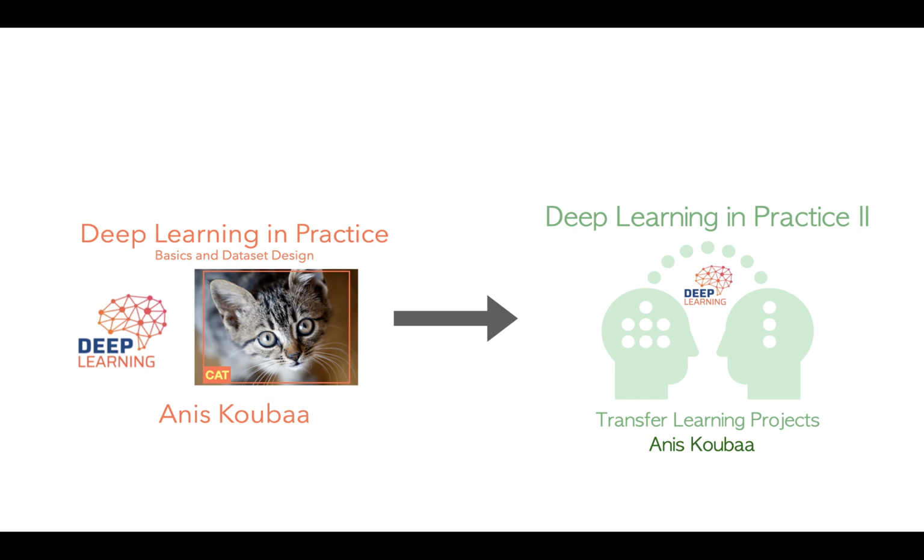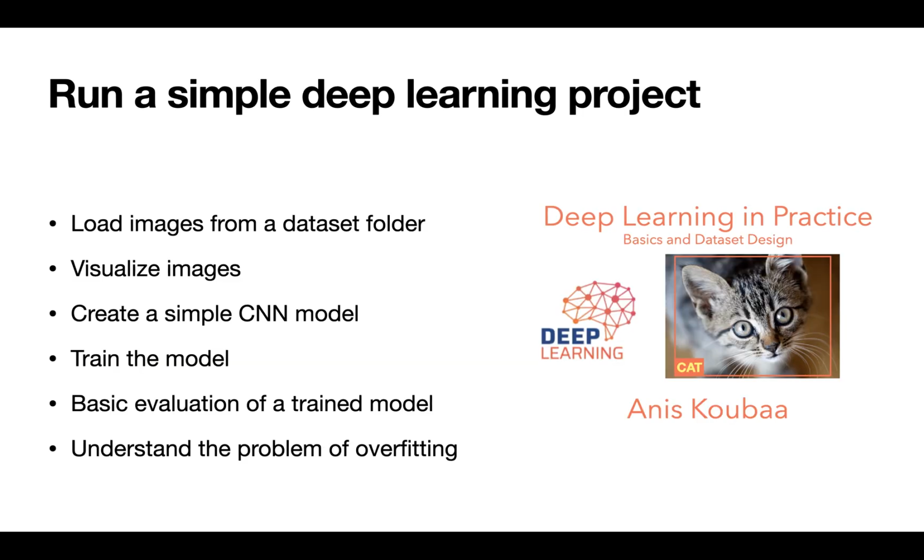The first episode dealt with basic concepts of classification projects and how to build a dataset and prepare it for a deep learning project. Let's first review what was presented in the previous episode. In the first course, we first presented how to run a basic deep learning project on a simple cat and not cat dataset. We also introduced how to load images from a dataset folder and visualize them using matplotlib. Third, we demonstrated how to create a simple CNN model with convolution layers, pooling layers, and output layers. And we explained the difference between the feature extraction layers and the classification layers. Besides, we showed how to train a model and conduct a basic evaluation.